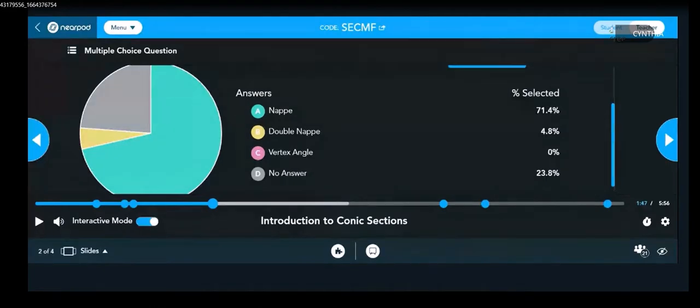The vertex angle is the angle that's formed by the generating line and the axis. So the answer is nap, and I wonder where those 14% are. Let's move forward. I don't know if they're ever going to answer, but let's just go ahead and move forward.